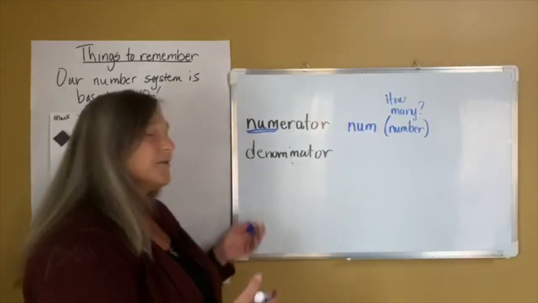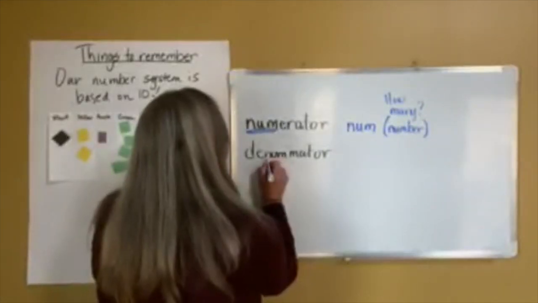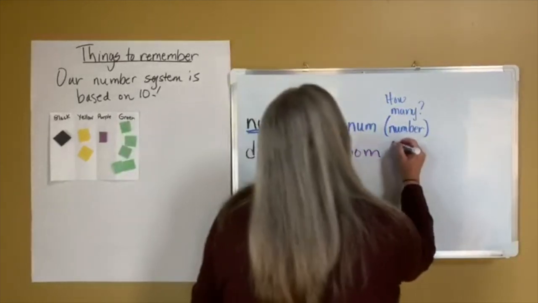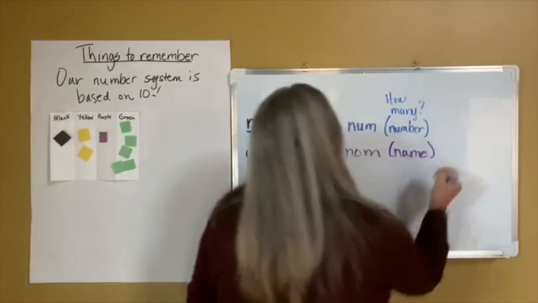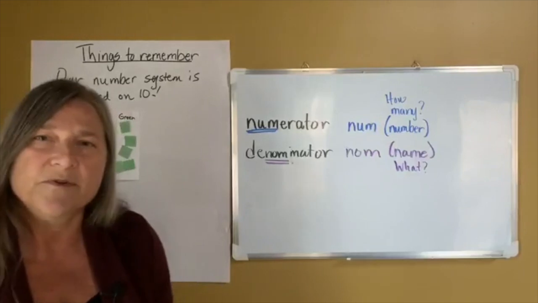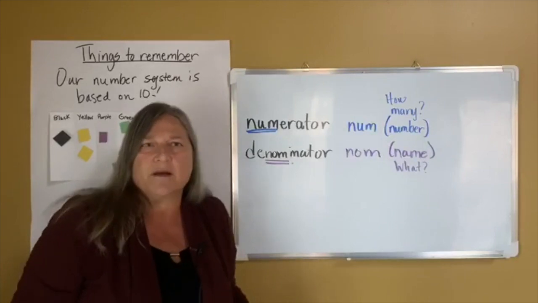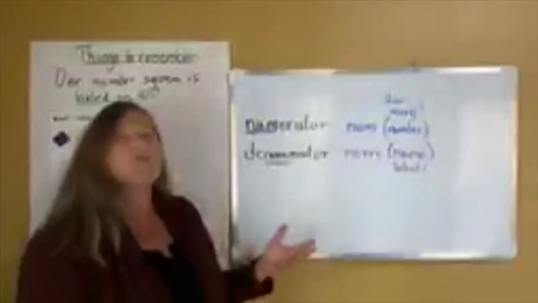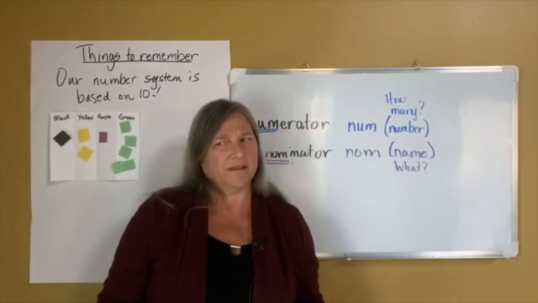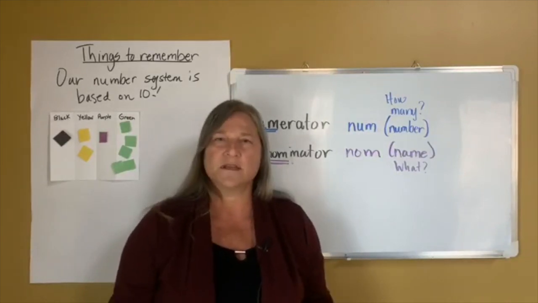And so that's where the denominator comes from. The denominator comes from the stem nom, which is for name. So what? The numerator tells us how many of something, but just like if we walked up to somebody, how many of what? What are you talking about? So the what is really important. If I just went into the grocery store and I said, I want 5, they'd look at me funny and say, 5 what? So you need to tell what it is. That's the same thing as fractions.